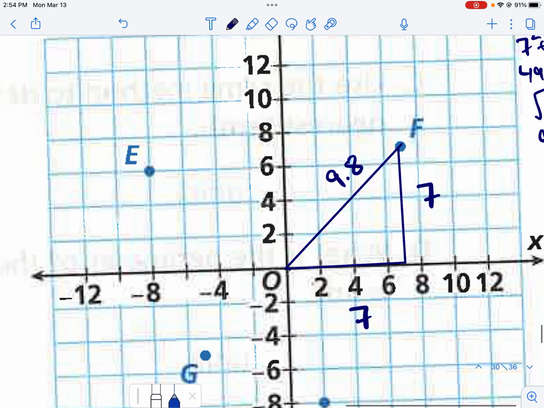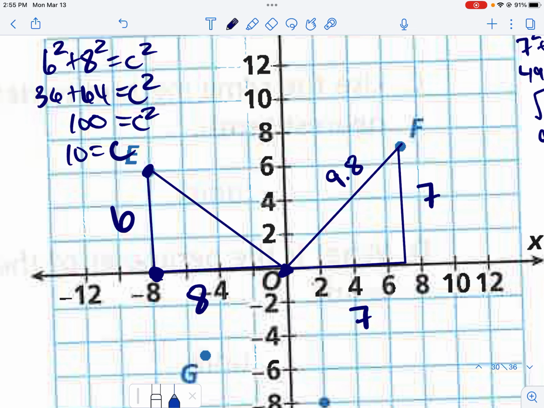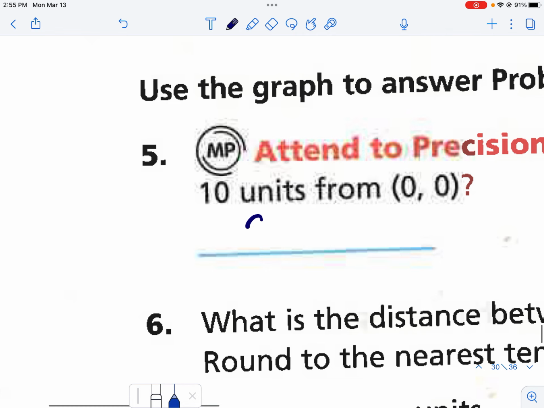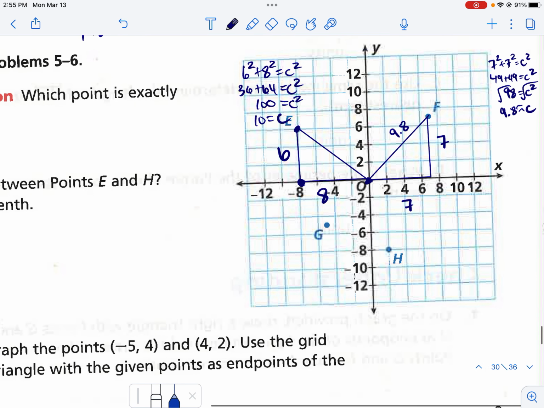Okay, so then I come over here and I go up to E here, and I do this one. So it goes from 0 up to 6, so that's 6. Goes from 0 to 8, so that's 8. So now I have 6 squared plus 8 squared equals c squared. That's 36 plus 64 equals c squared. Look at that. So 10 is equal to c. So which point? E is exactly 10 away.